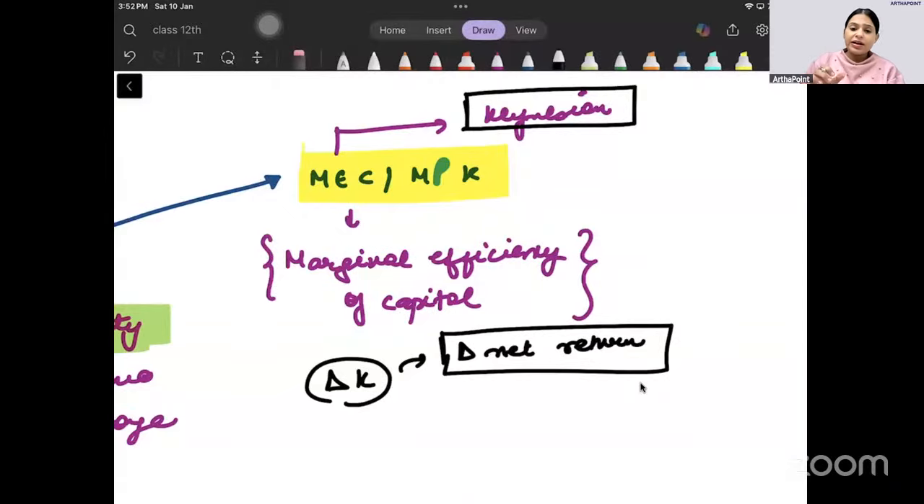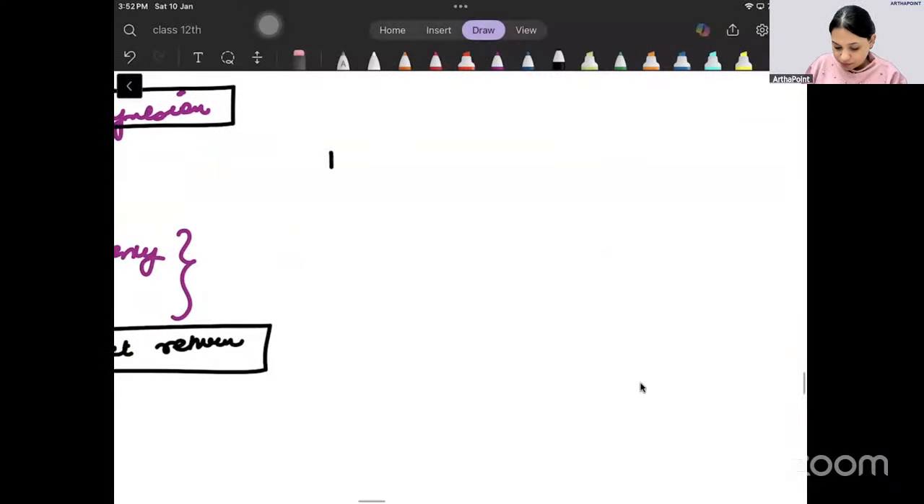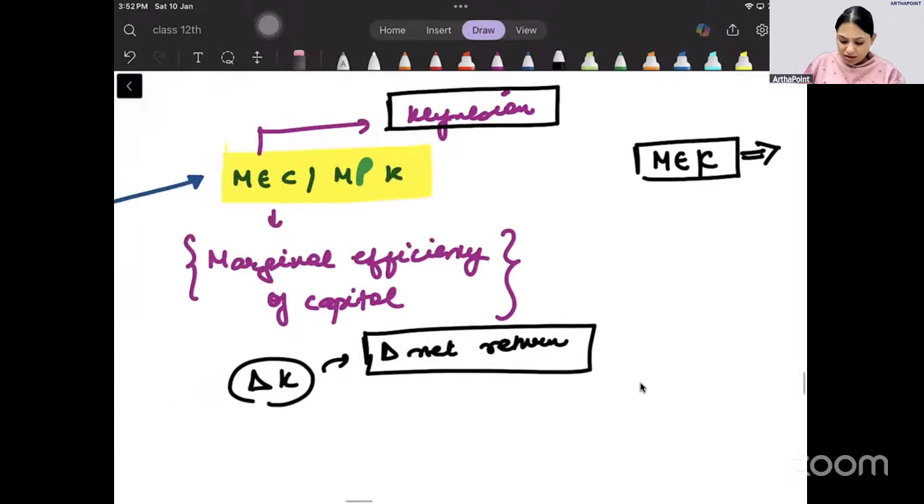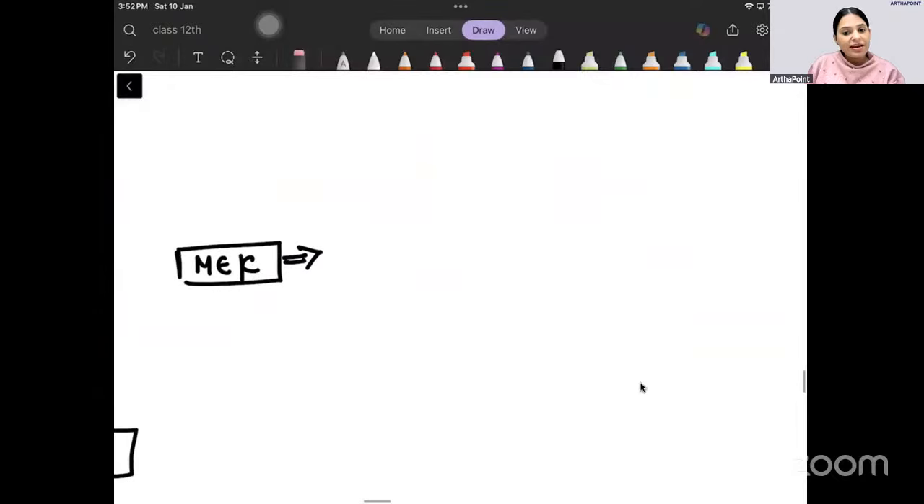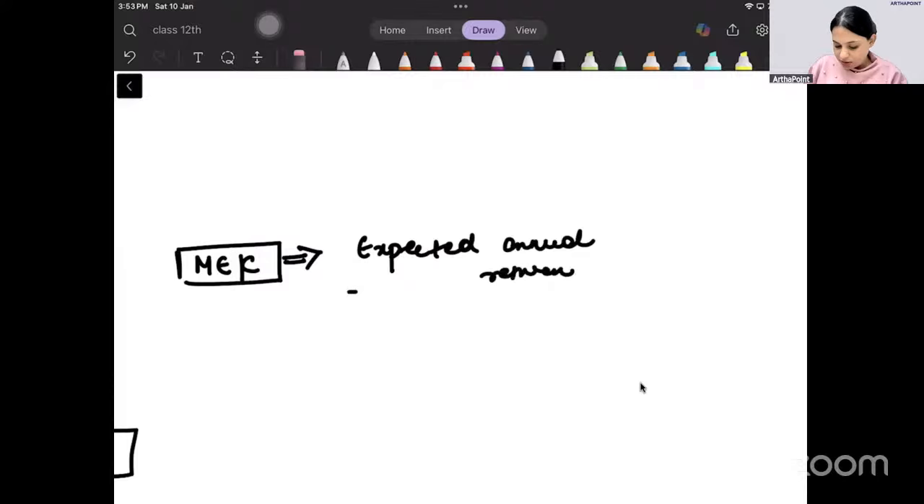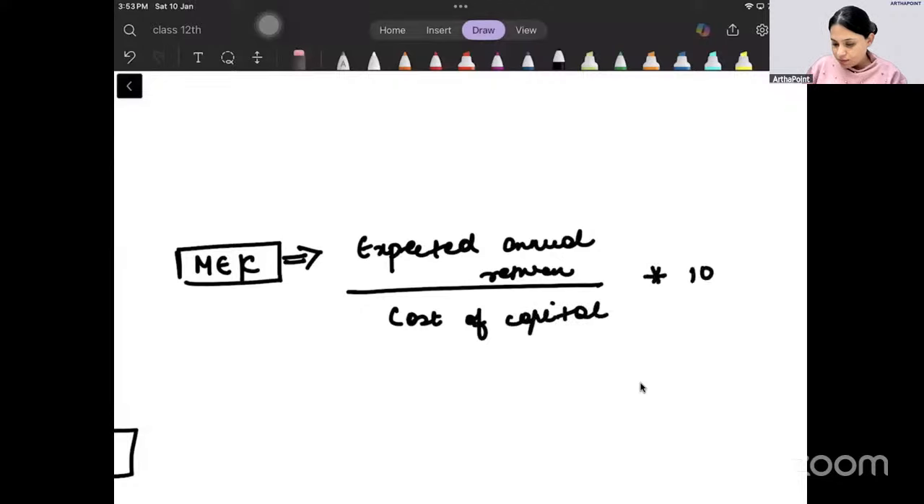Marginal efficiency of capital का the simplest formula that books use, K. Some books will write capital as C and some will write capital as K. MEC भी हो सकता है, MEK भी हो सकता है, right? So MEC or MEK is expected annual return by cost of capital into 100. Expected annual return by cost of capital into 100.